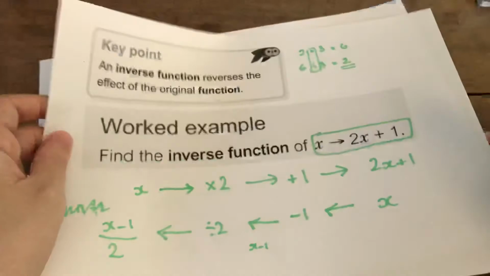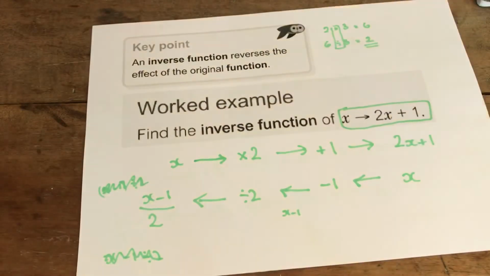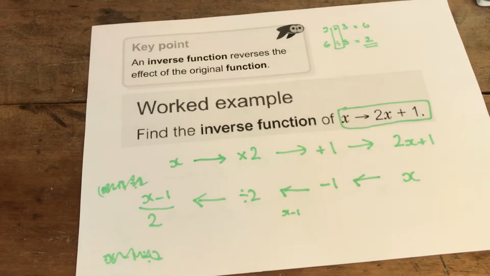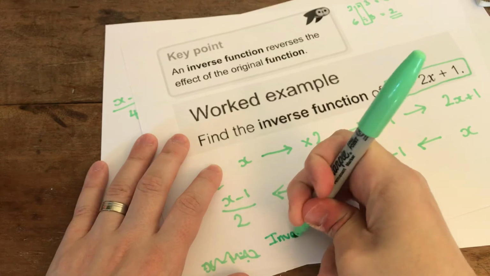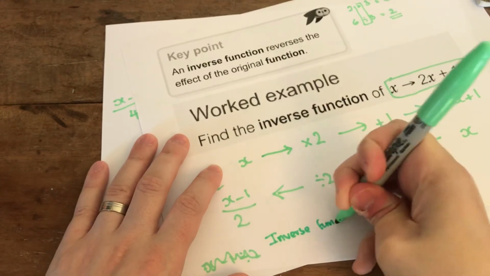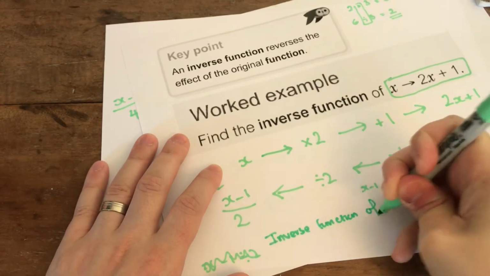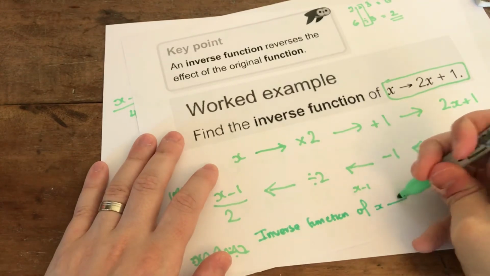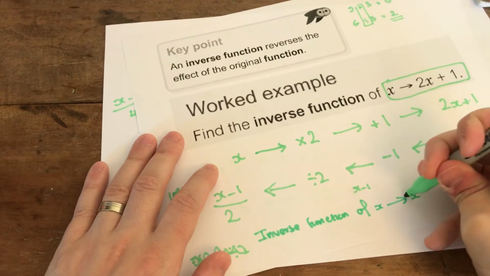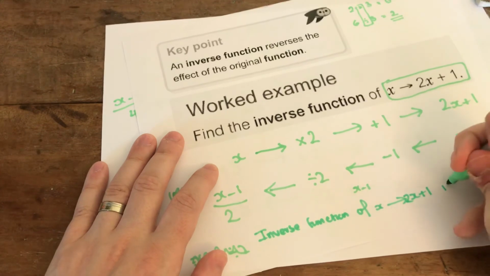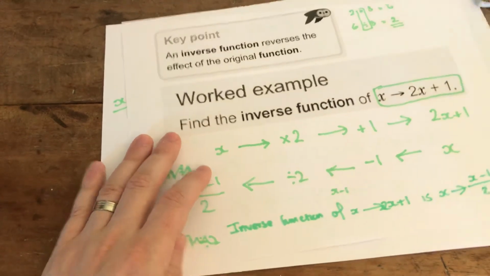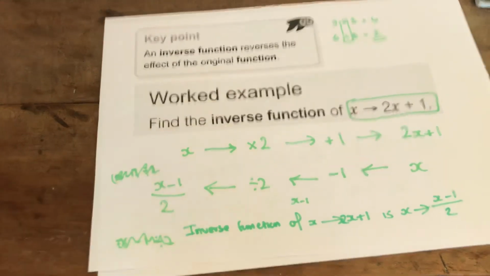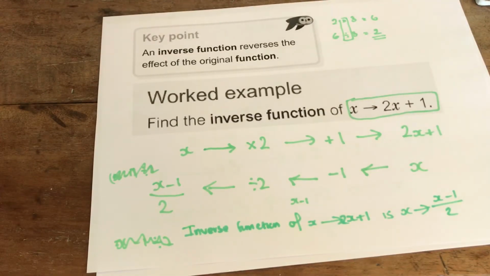The one thing I haven't done in this is I haven't written my statement at the bottom to finish it off, and I'm going to talk to you about that now. Write a statement. The inverse function of f of x is 2x plus 1 is, and for every question I want you to make sure you're writing that statement at the bottom.